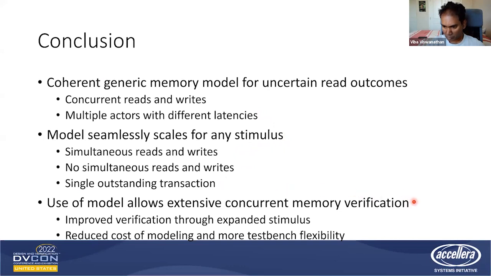It leads to improved verification of the design because we can test the design with more concurrent stimulus, and we have a way to predict uncertain outcomes. It reduces the cost of modeling and increases testbench flexibility to changes in design because it removes the need for cycle-accurate modeling and white box observation of internal design variables.